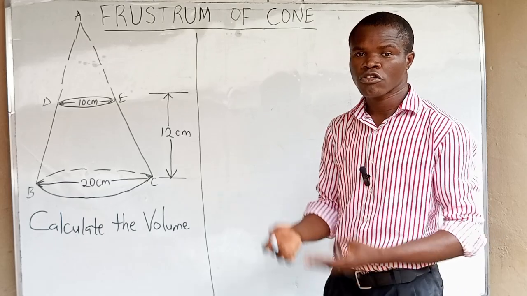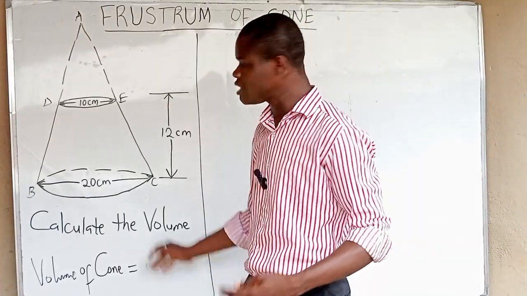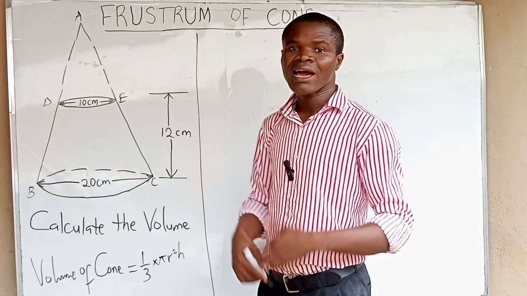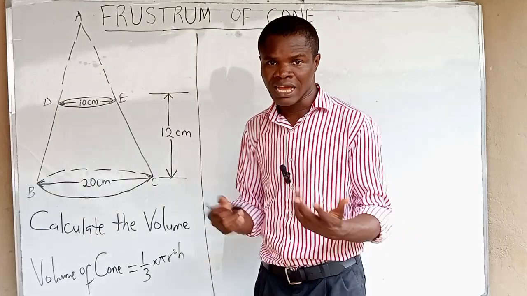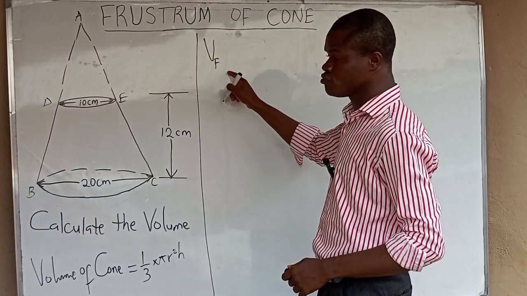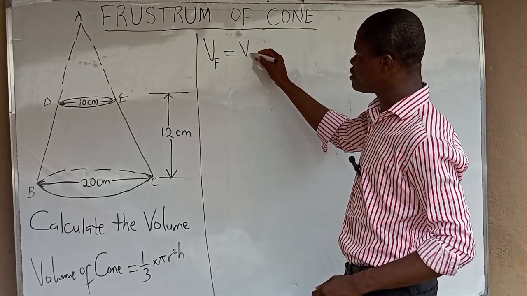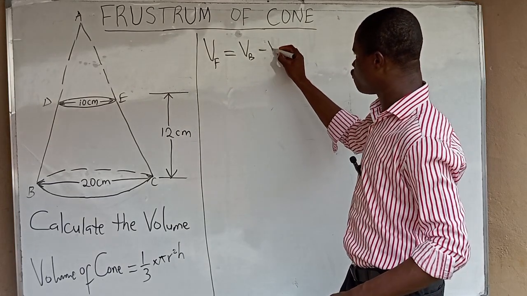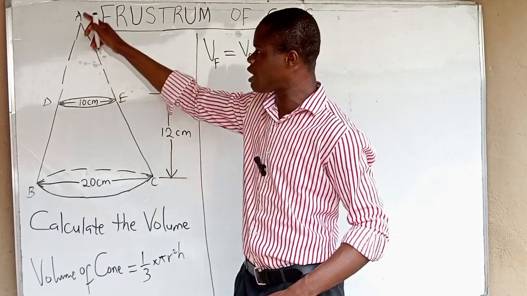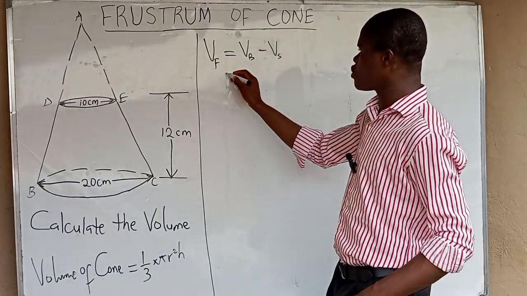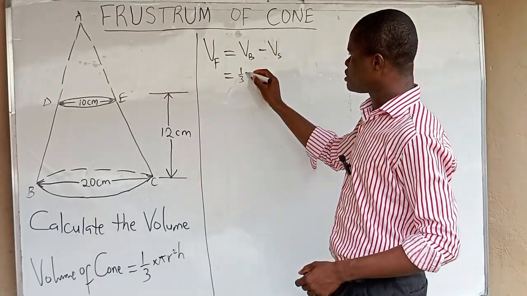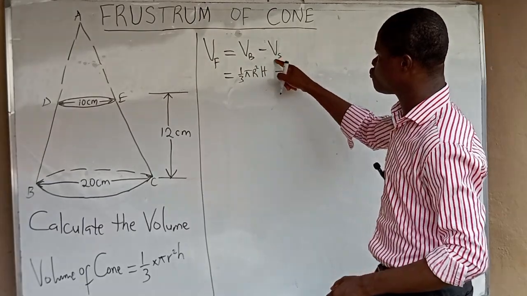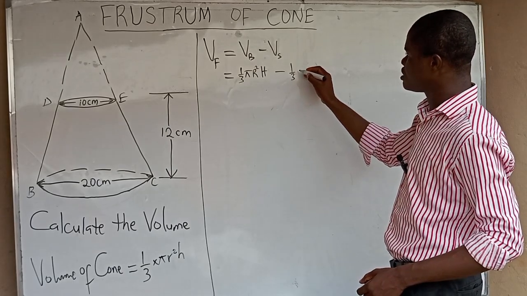So what is the formula for the volume of a cone? The volume of a cone is given as 1/3 times pi r squared h. I will now write my formula for the volume of the frustum like this. Volume of frustum is equal to volume of the bigger cone, this is the bigger cone, minus volume of the smaller cone. So this is the smaller cone. So this is equal to 1/3 times pi R squared H minus the volume of the smaller cone, 1/3 times pi r squared h.